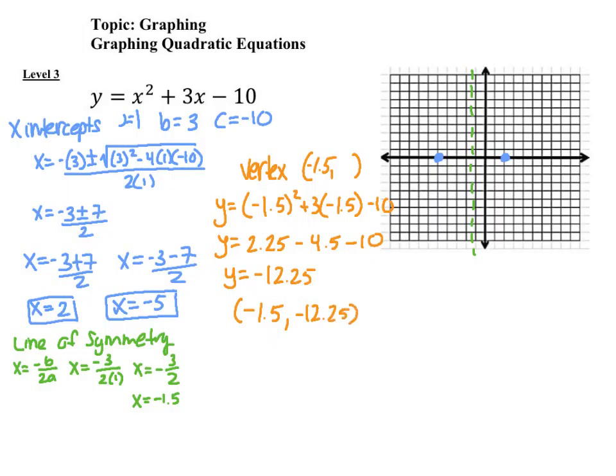Now I need to graph that on the coordinate plane. So I'm going to start at 0 and go to negative 1.5 and down to negative 12. Well, if you notice that my graph goes to negative 10, so I'm just going to go 1 and then 2 more down, and a little bit past that to get negative 12. The last thing I'm going to do is draw my parabola. And that is the graph of the quadratic equation.